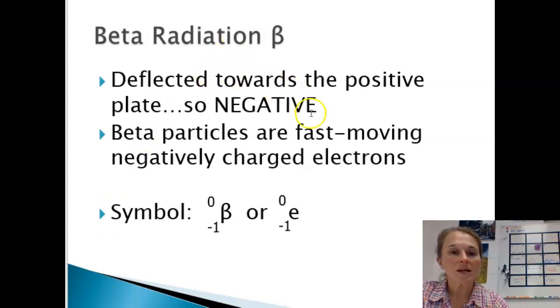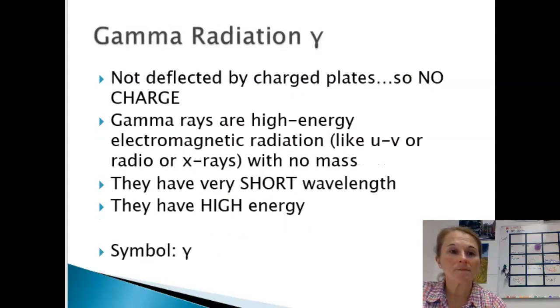So here we have beta radiation, which we know is negative because it went towards the positive plate. It's a very fast-moving, negatively charged electron. Because it's an electron, we see that there's no mass change. There's no mass to this beta radiation. But we also lose a proton, as we can see right here, -1. So the atomic number is going to go down by 1 when that unstable atom decays into something else and gives off beta radiation. And we can either abbreviate it with a beta or with an E for electron.